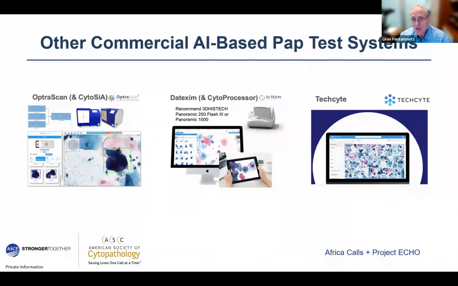Now, Hologic is not the only company out there that provides AI-based pap test systems. Here are examples of another 3. On the left, OptraScan provides a system. Datexim from France provides a similar system, and TechSite also provides a system. Again, I have no conflict of interest with any of these companies, but I just want you to be aware that there are at least 4 solutions out there commercially available that are being marketed for analyzing pap tests digitally with the help of artificial intelligence.